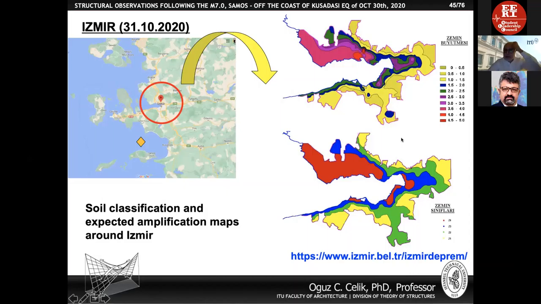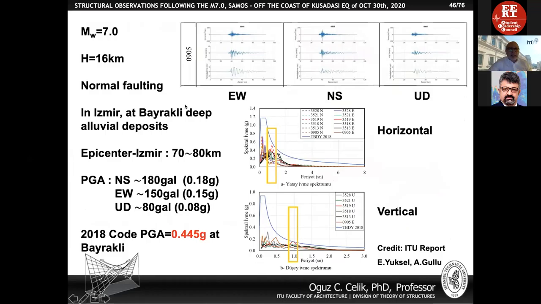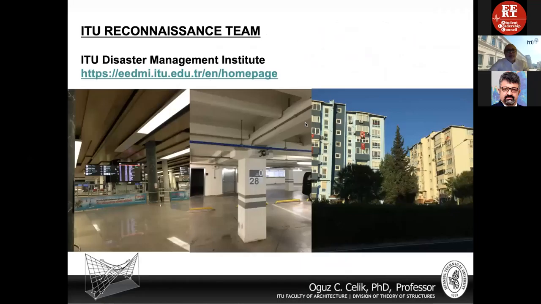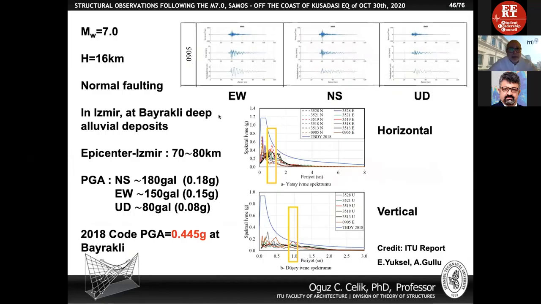So also some seismic retrofit applications. We have external shear wall addition as shown here, and also retrofit of the tie beams with CFRP sheets. This is also possible to do as a fast retrofit. Okay, let's come back to the Izmir area. The soil classification and expected amplification maps around Izmir are all taken from the Izmir municipality, and this is open to the public. So you could actually go to that website and see what is expected in the area.